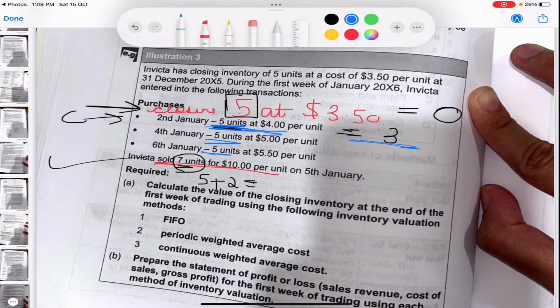So now let's try to find out. Here we have 0. Let's go to the 2nd January. We have 3 multiplied by 4.00. And on 4th January, we have 5 multiplied by 5.00. On 6th January, we have 5 multiplied by 5.50. Let us add it all. Let us multiply it all. I hope you're doing it by yourself as well. Otherwise, there's no point. I've mentioned it many times.